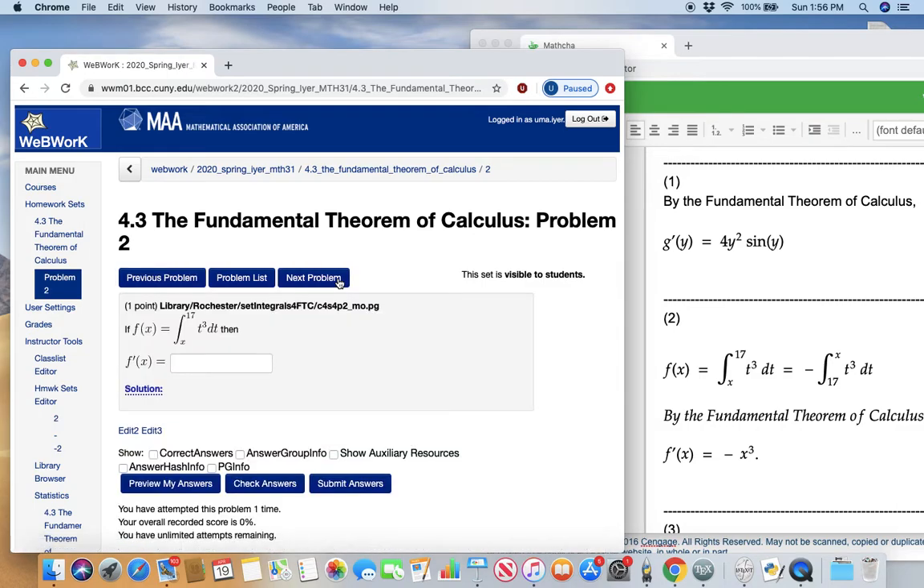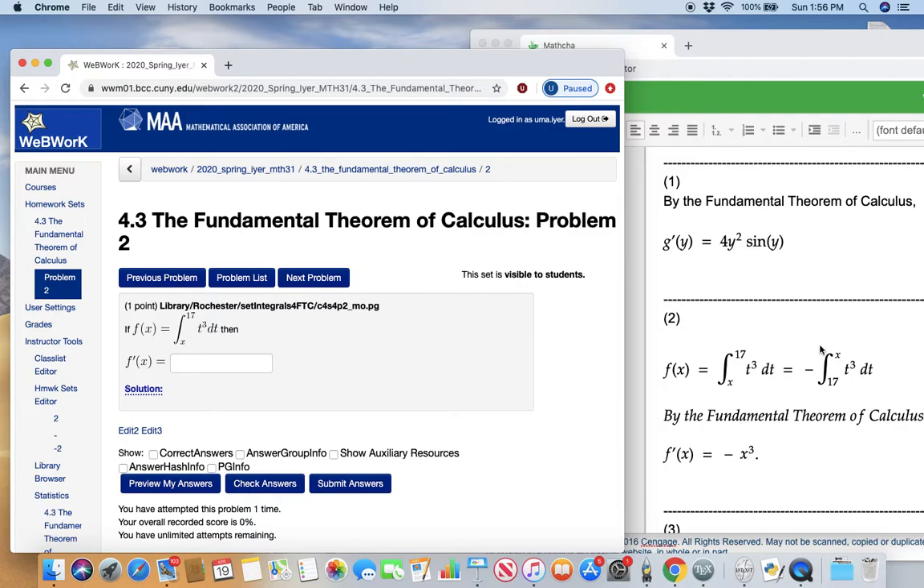Let's try the next problem. It's the same kind of problem. F of x is the integral from x to 17 of t cubed dt. Notice I don't want the lower limit to be x, I want the upper limit to be x. So here is that expression, integral x to 17. I need to flip these two. When I flip them, I introduce a negative. So now this is negative integral 17 to x.